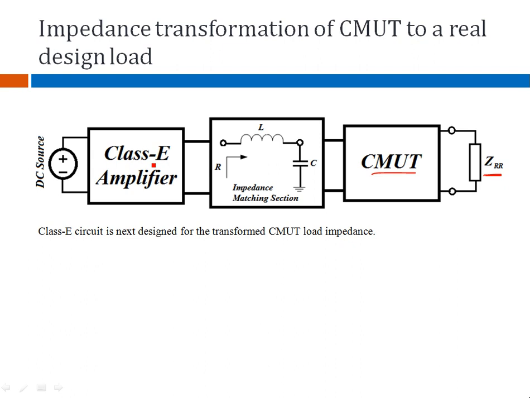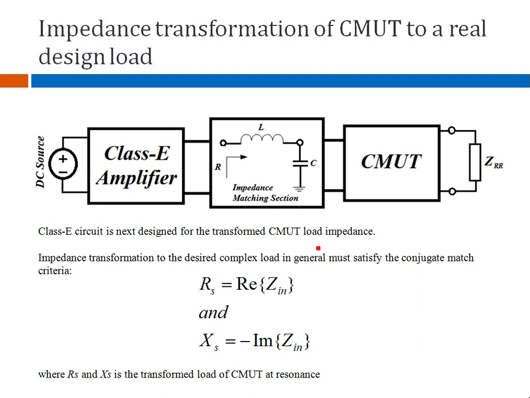Okay. So the class E amplifier is next designed for the transformed CMUT load impedance. And impedance transformation is usually done for the matching criteria. You have the conjugate matching criteria so that, for example, RS and XS are the transformed load impedance of the CMUT at resonance at a single frequency. So it has to match with the input impedance of the CMUT, okay, and XS, which is the transformed load of the CMUT resonance, is negative, because you have to cancel the reactive part, which is the capacitive reactance. So it has to be the negative of the CMUT capacitance.